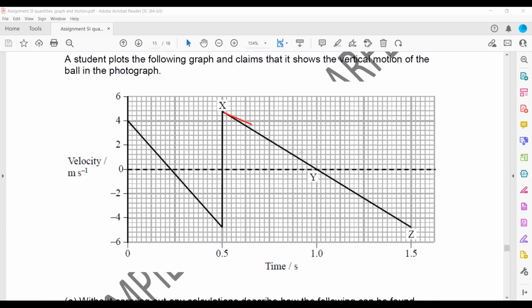On the velocity-time graph, remember the gradient or the slope represents acceleration. So it's a straight line. Because it's a straight line, we can take the gradient from x to z, or from y to z, or from x to y, or y to z, or x to z. That will give us the expression for this.